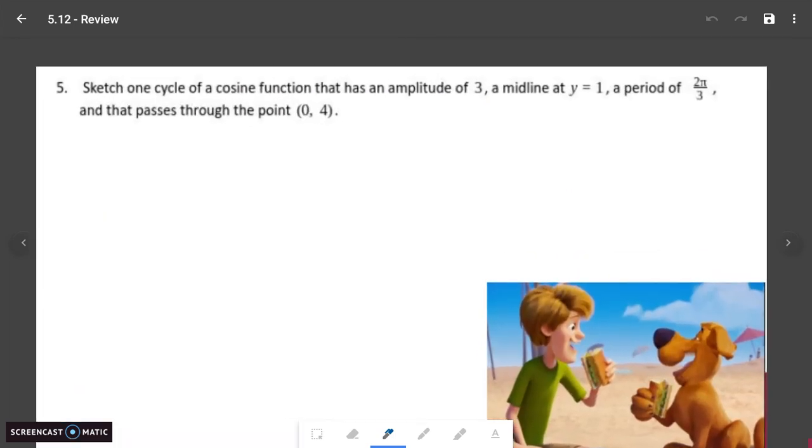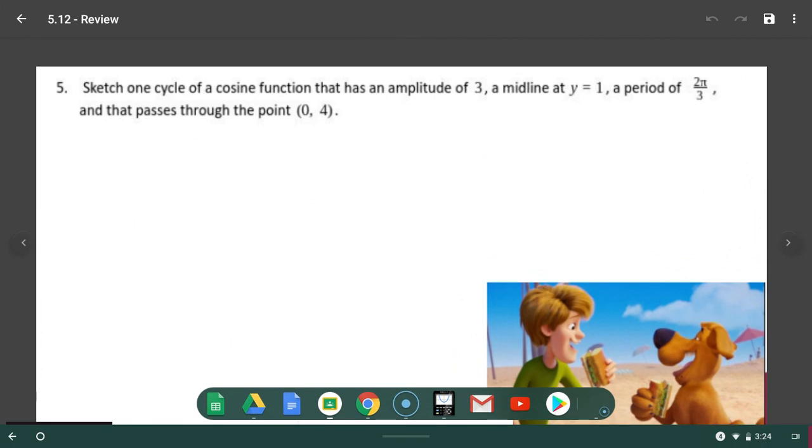Okay, so in this one, we're going to sketch 1 cycle of cosine. So I'm going to pause the video and let you try this here. The question I got, the amplitude was 3. Period was 2 pi over 3. So for the increments, we would just divide by 4, which ends up being pi over 6. So I can show those in here.